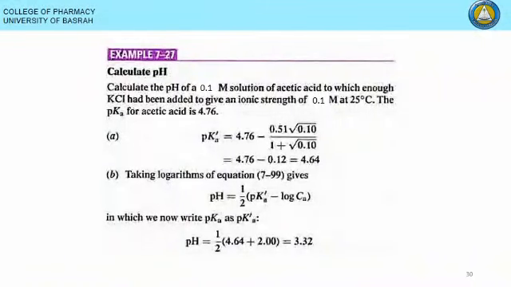Here is an example to show the effect of the ionic strength. Now it's asking about calculating the pH of a solution of acetic acid. For acetic acid, we usually use the first equation to calculate the H and then the pH. But here it's asking about the concentration of acetic acid in KCl. When we add the KCl, it affects the ionic strength, and we could have a different Ka value. So the first step is converting the pK into pKa prime, and then calculating as we showed previously.